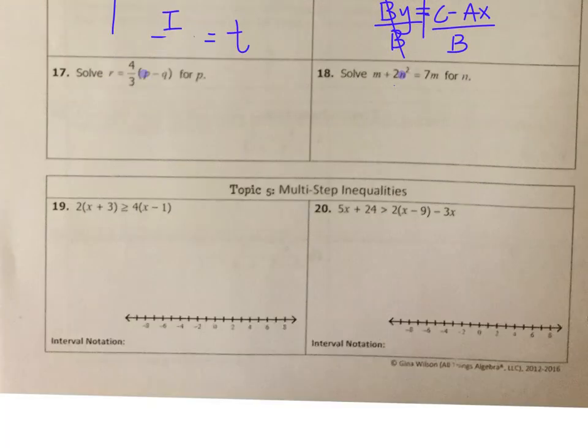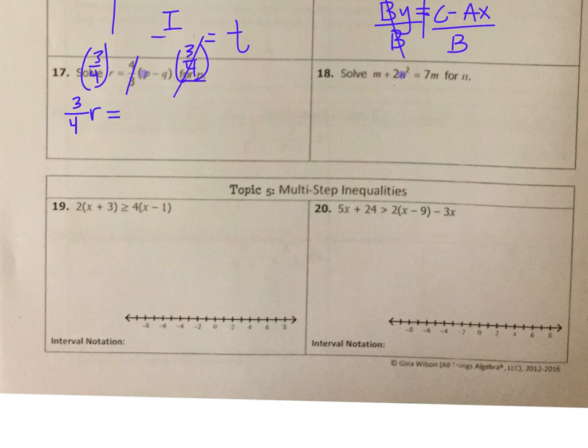Let's look at 17. It's got that 4/3 in it. We're solving for p. We don't like fractions. So let's multiply this side by 3 over 4. That'll make that go away. R times 3 over 4 is 3 over 4R equals, since I got rid of that, I can just write P minus Q. Well, I'm trying to get the P alone, so I add Q. So my answer is 3 over 4R plus Q equals P. Wow. And I'm done with that one.